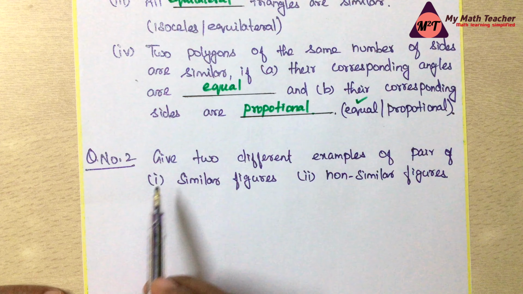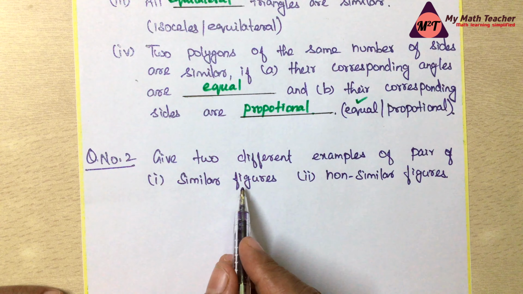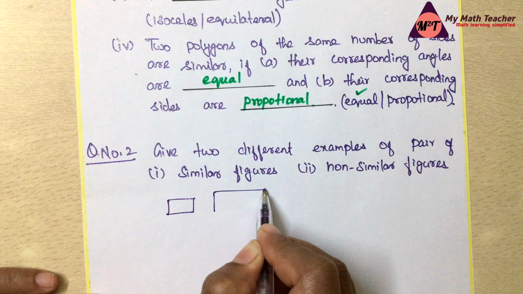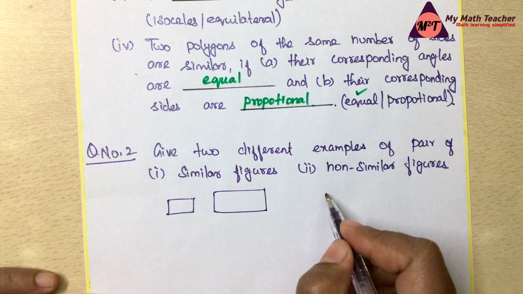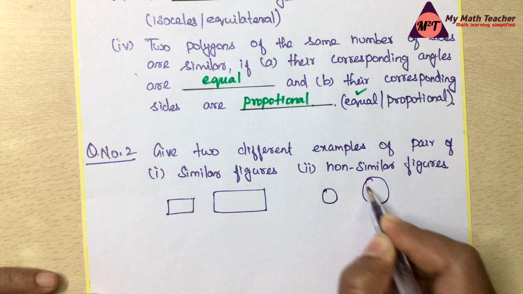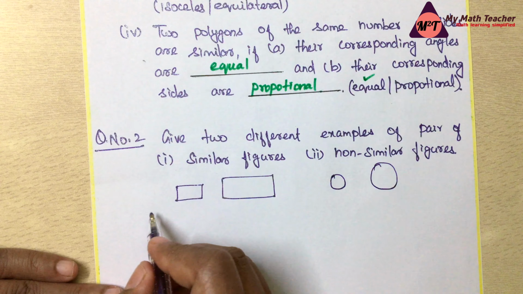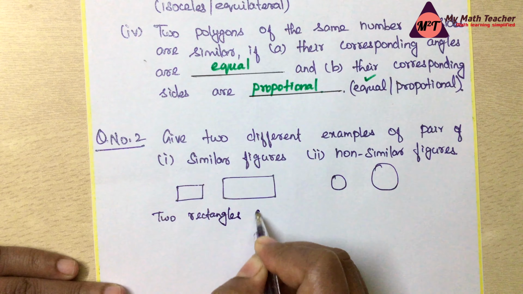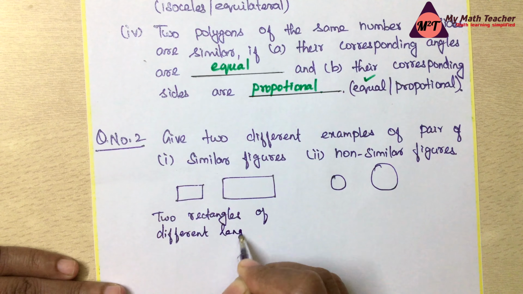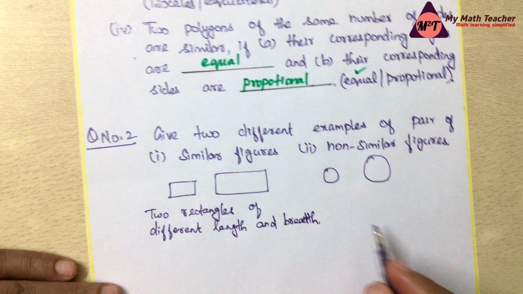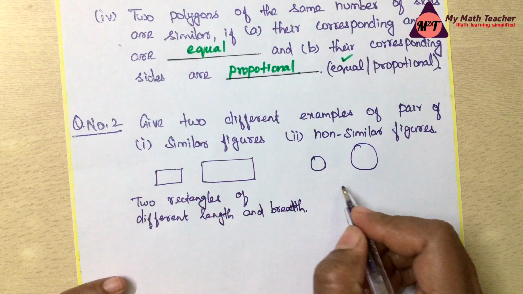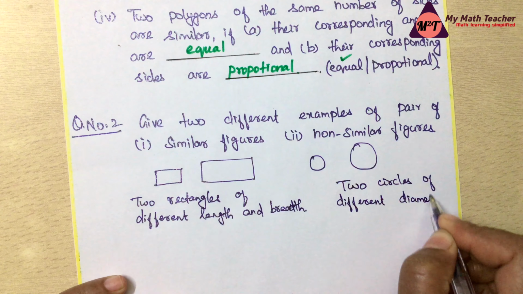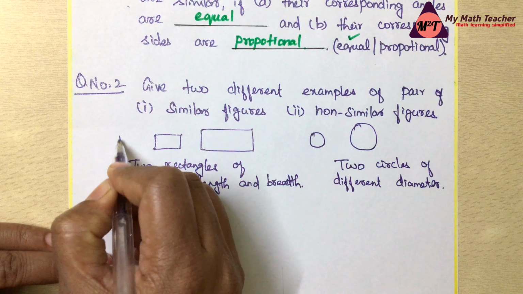Now the second question is, give two different examples of pair of similar figures and non-similar figures. Now the first example, one is rectangle. The other example which we can give is circle. One is small and one is large. So we can write two rectangles of different length and breadth. Next, two circles of different diameter. Now this is for the similar figures.